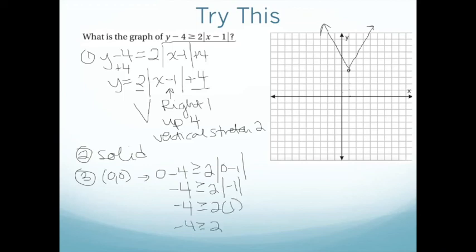Is this true or false? Is negative 4 bigger than 2? No. So 0, 0 is not in our solution. Then our solution is the middle.